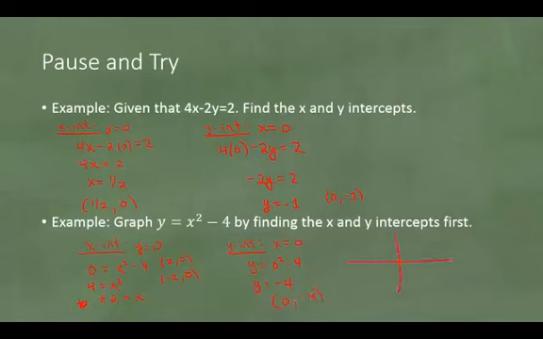And I'm going to put my x and y axes and plot 2, 0, negative 2, 0, and 0, negative 4. It looks like this. If you were to sketch more points, you'll see that the graph of this equation looks like that. We call that a parabola.